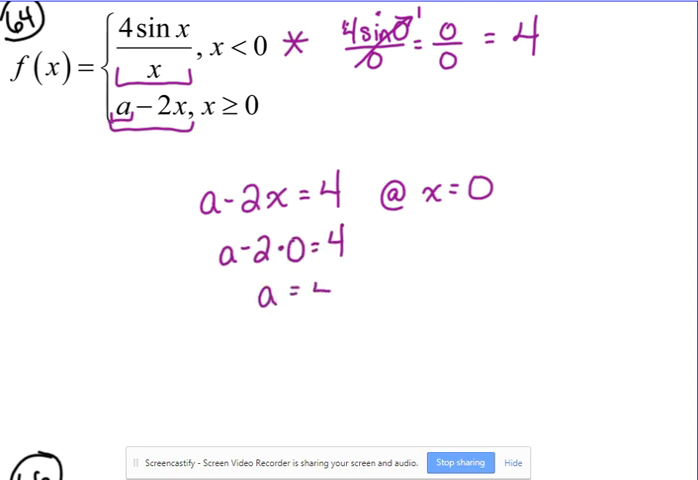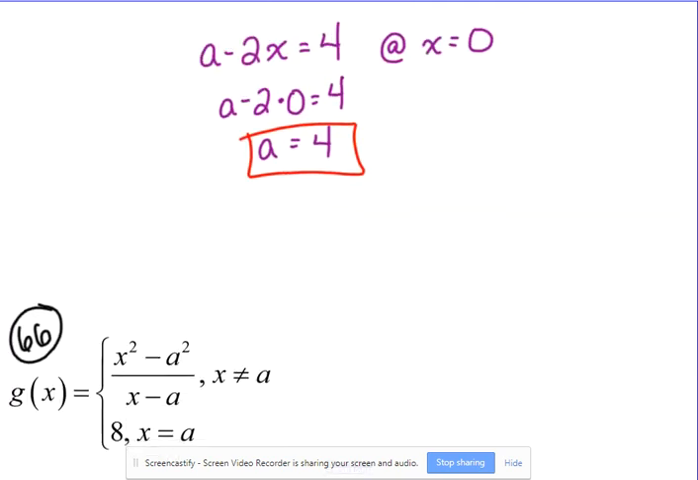So that says, well, a needs to be 4. If a equals 4, those two pieces are going to match. You can check that. Use your calculator, okay? Type in 4 sine of x over x and type in 4 minus 2x and see if they intersect at 0. Look and see if they intersect when x equals 0. Their y value should be 4.